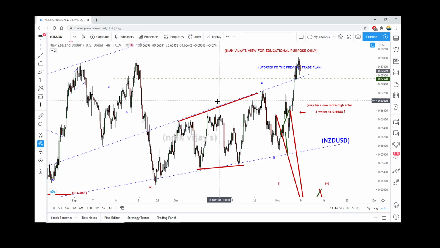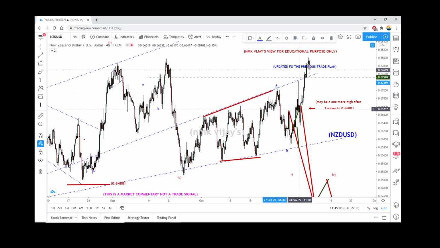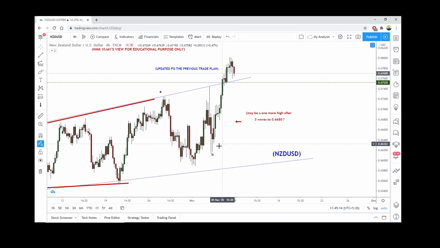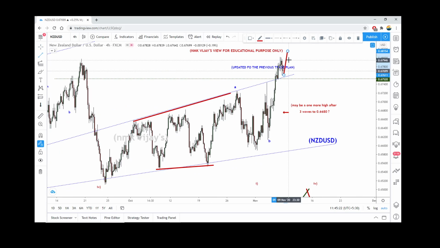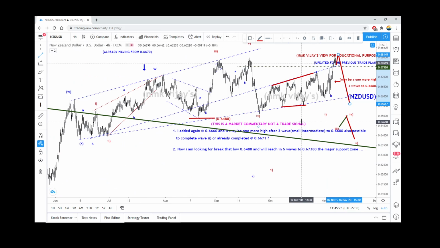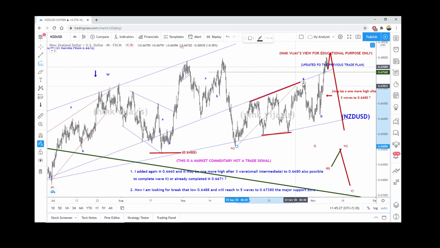This is a 1, 2, 3, 4, 5. So this could be an A, and here is a B, and so for 1, 2, 3, whether the 4th is completed here and the 5th is completed, or we are still in the 4th wave and one more high is possible, and then it has to drop. According to that Fib expansion level also, A to B, there is still a chance of making 6820, and then again it may drop.